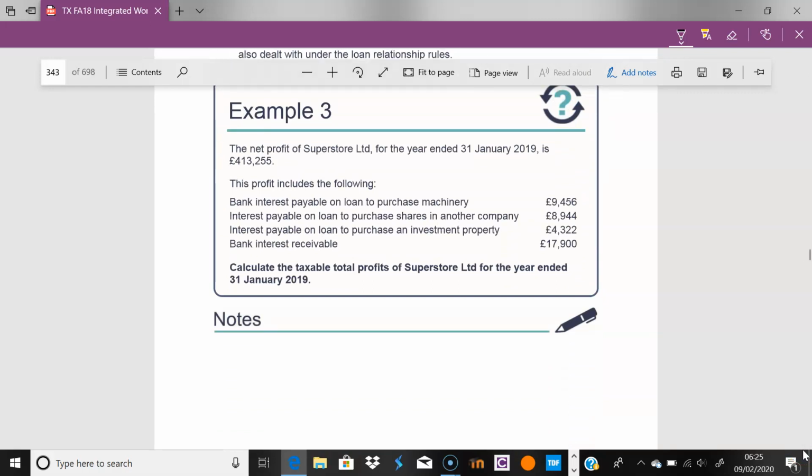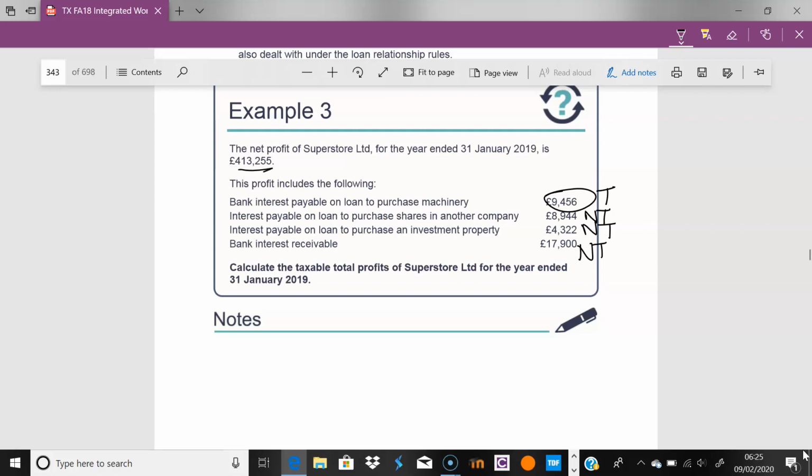Here we have bank interest payable on loan to purchase machinery. So this is trading. Interest on shares, no, this is not trading. Interest payable on loan to purchase investment property, not trading. Bank interest receivable, not trading. Fair enough, it is to do with your bank account, but it is not trading. So yes, you have this amount here.